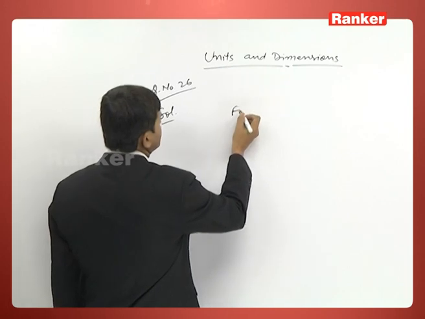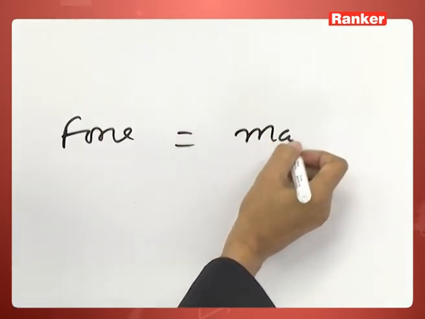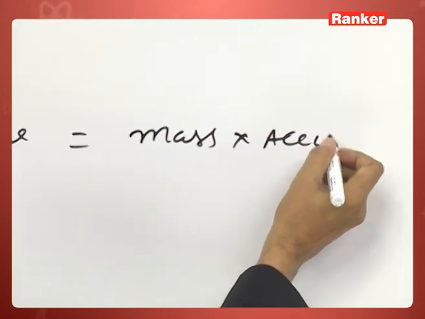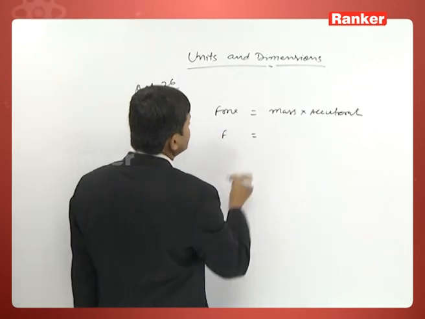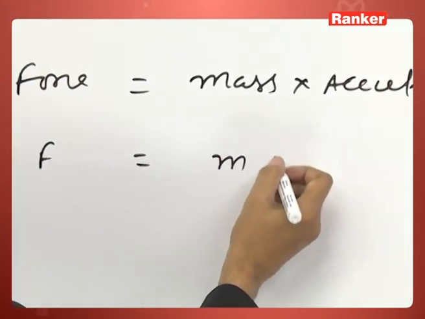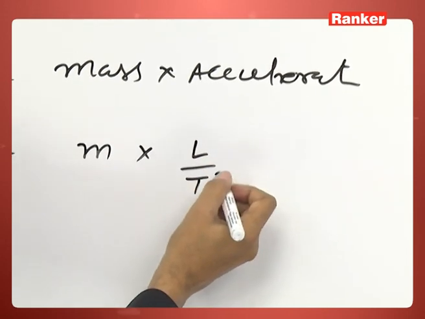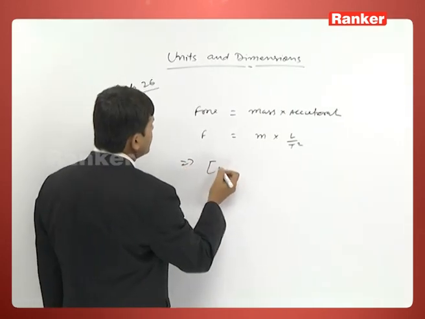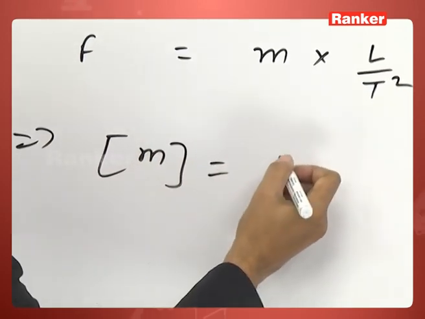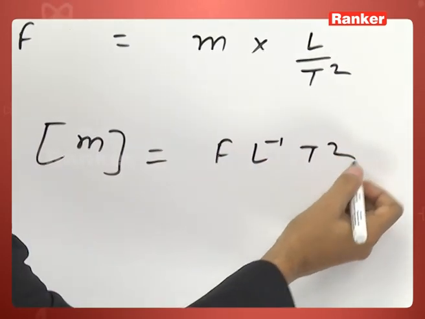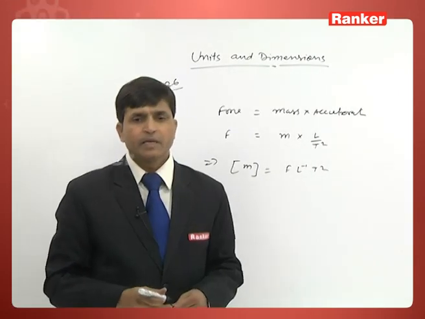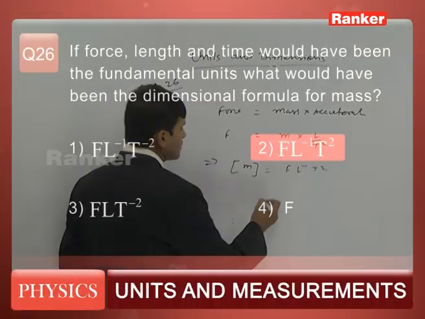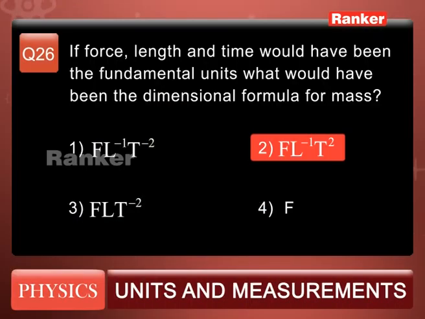See, as we know, force is equal to mass into acceleration. This we can write: F is the fundamental, mass we have to find, m, acceleration is L by T square. So, dimension of m, mass, is equal to F L minus 1 T square. According to this, our option number 2 matches with the given option. So, hence answer 2 is the correct one. This is the question number 26.